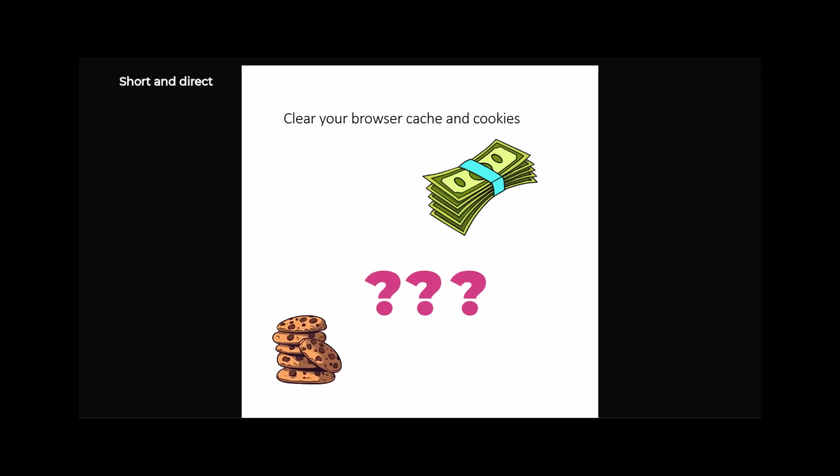Next, we'll create the article introduction. Your introduction should be short and direct. It should explain what the article covers and why it's important. But keep it short. We want just a few sentences. Now, I'm writing for the general public and they may not know what the cache and cookies are, so I'm going to briefly explain that.